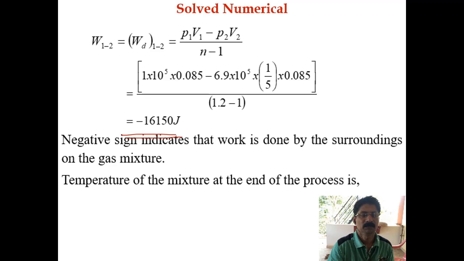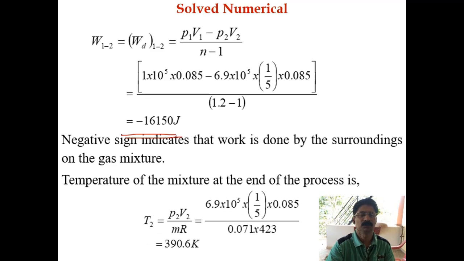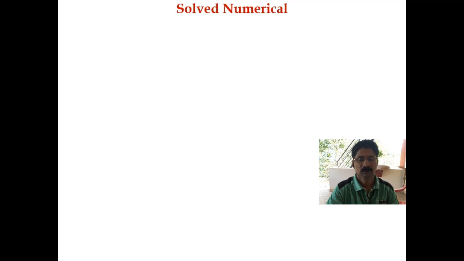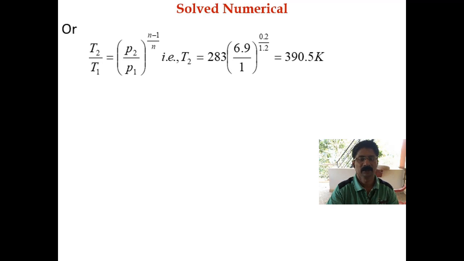Temperature of the mixture at the end of the process: if you want to find out T2, you have to use the state equation P2 V2 is equal to m R T2. From that you write the expression for T2, and if you substitute, you will get the temperature as 390.6 Kelvin. There is another method to find the final temperature of the gas, that is T2 by T1 is equal to P2 by P1 to the power n minus 1 by n. This is a pressure temperature relationship for the polytropic process. So if you rearrange the equation for T2 and substitute, you will get the same answer, 390.5 Kelvin.